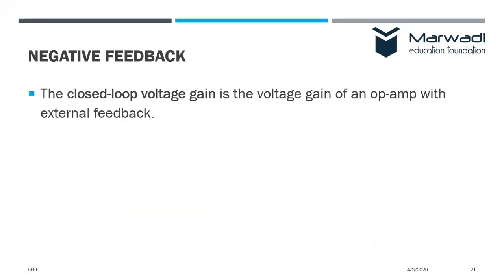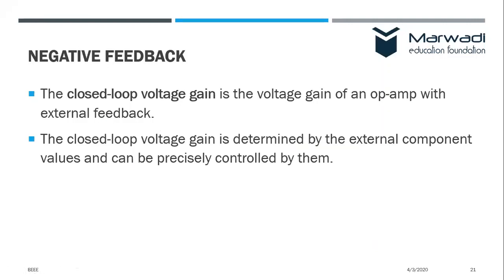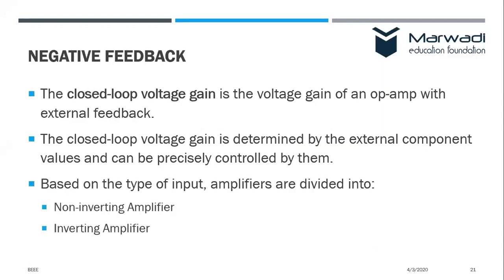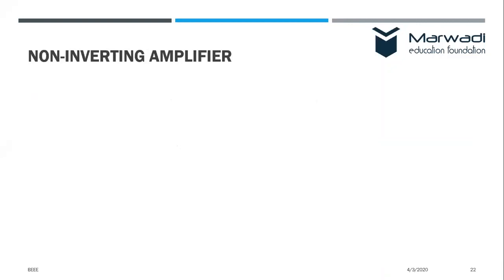Now, the closed loop voltage gain is the voltage gain of an amplifier with external feedback. We have an external feedback here, right? And the closed loop voltage gain is determined by the external component values, and it can be controlled by them. So based on the type of the input, the linear amplifiers that we are talking about are divided into a non-inverting amplifier and an inverting amplifier. Today, we are going to discuss both types of amplifiers.